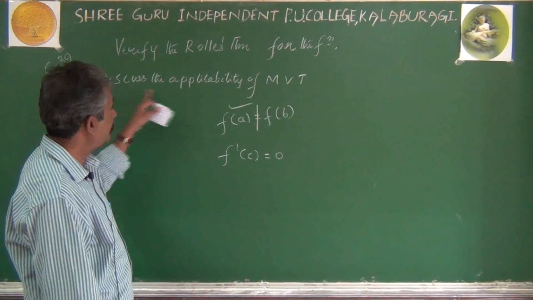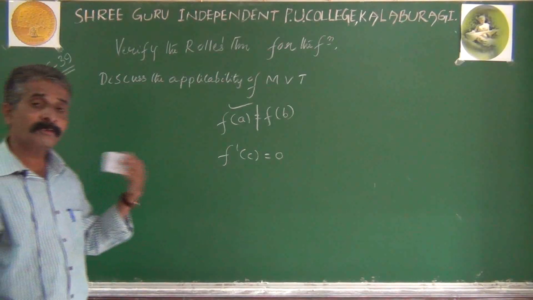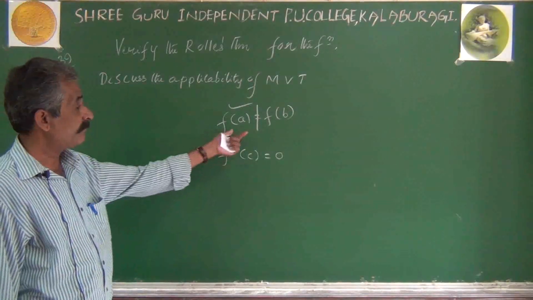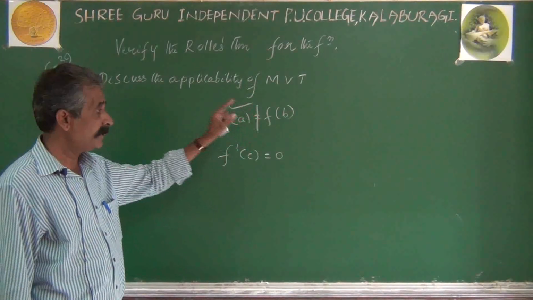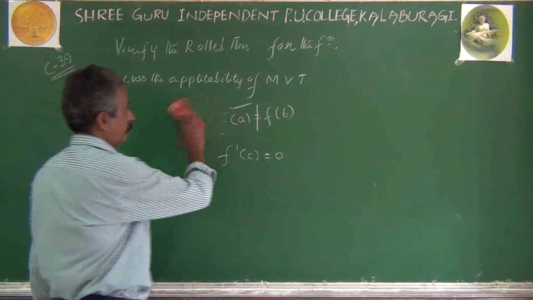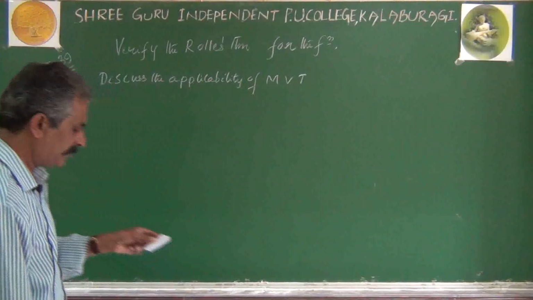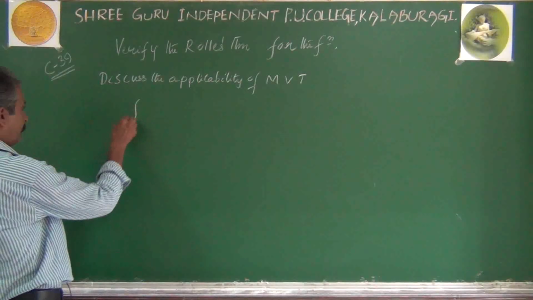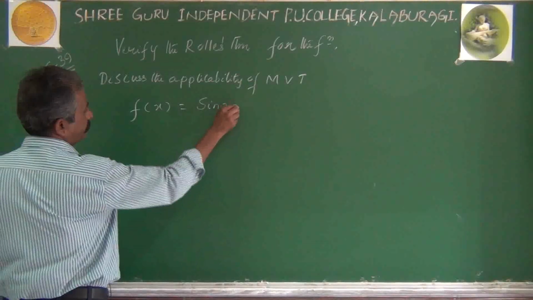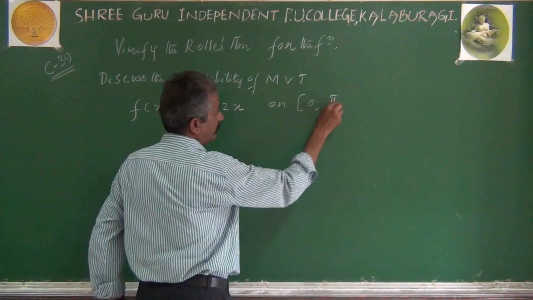If there is the phrase discuss applicability of the mean value theorem, it may be Rolle's or Lagrange's, decided by the f of a and f of b values. If they are equal, Rolle's; not equal, Lagrange's theorem is to be applied. Discuss the applicability of the mean value theorem for the function f of x equals sin 2x on the interval 0, pi by 2.